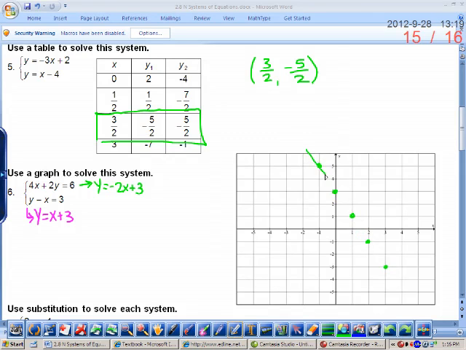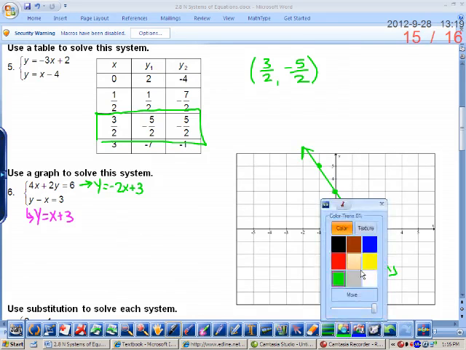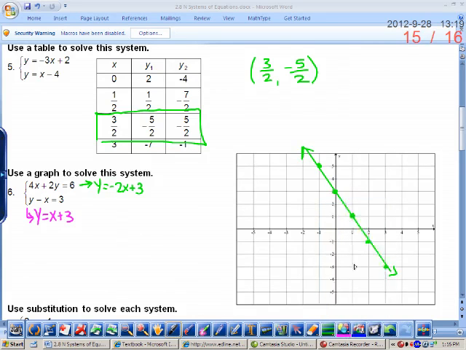Okay, so there's my first line. Okay, let's graph my next line. What's my y-intercept? 3. And what's my slope? Okay, so up 1 over 1.